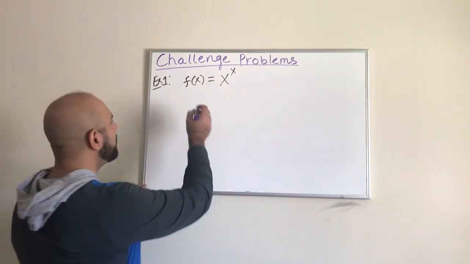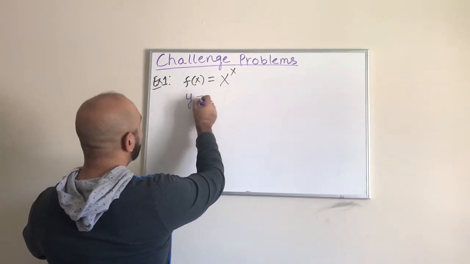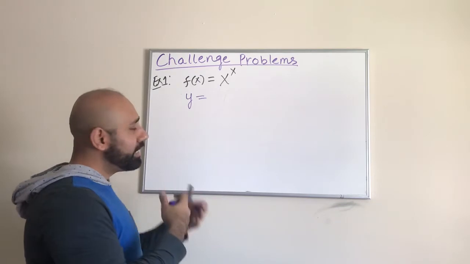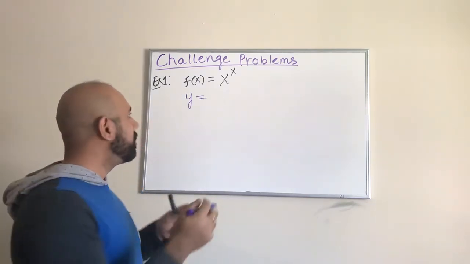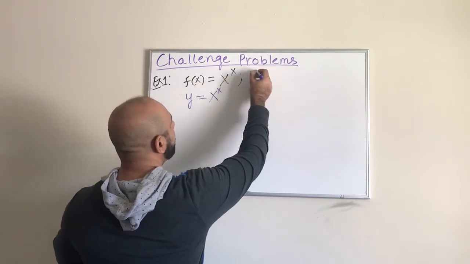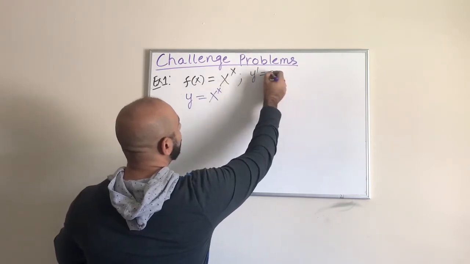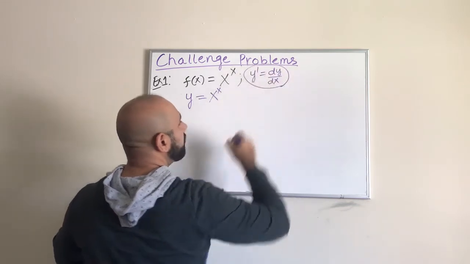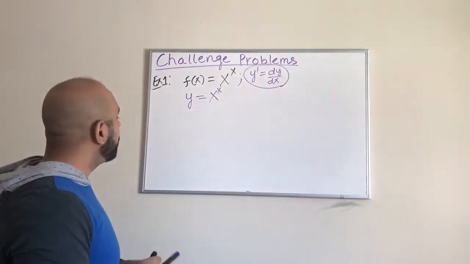Just to make it a little easier for us to understand and write the steps, instead of writing f of x, I'm just going to say y equals x to the power x. And right here my goal is to find y prime, or you can also think of that as finding dy over dx, whichever notation you prefer.